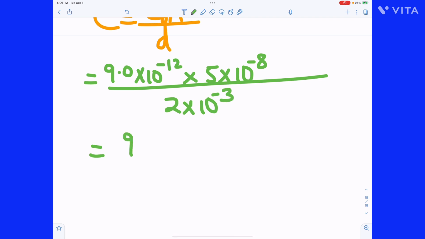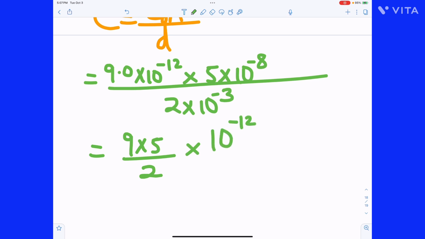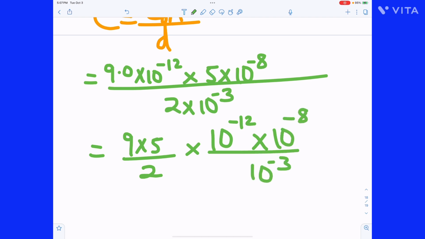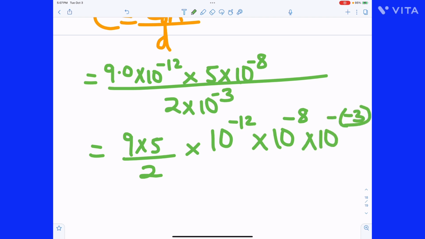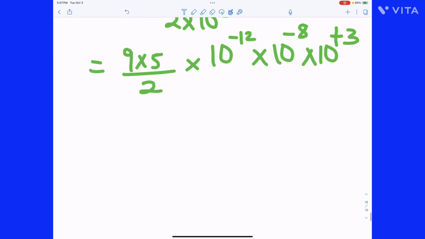What will this give us? 9 times 5 over 2. Let's put the powers together: 10 raised to power minus 12 times 10 raised to power minus 8 over 10 raised to power minus 3. This 10 raised to power minus 3 here, I can take it upstairs and change it to 10 raised to power plus 3. I don't want to write too many steps, so you just try and learn it like that to make our work faster.